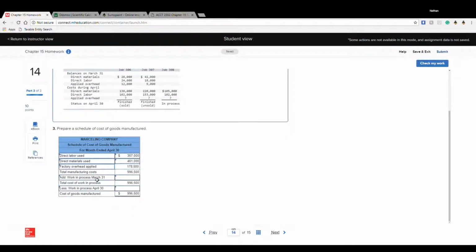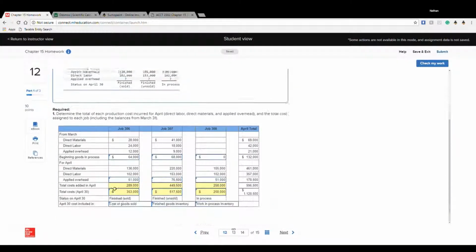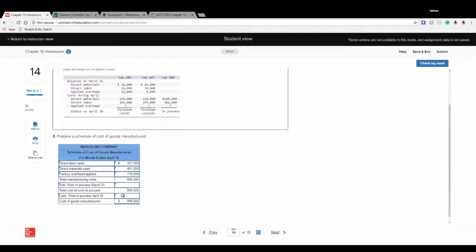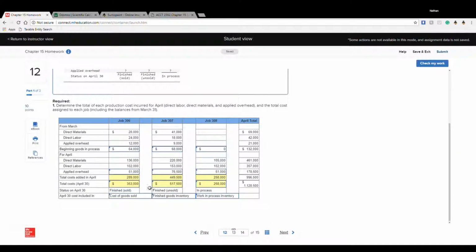Alright, so now we find our beginning work in process. So let's go back to 12. So beginning work in process was these two jobs were still in process. So it already totals it up for 132,000. Okay, now we subtract out the work in process. So right here, we're going to look at the ending. Notice that these two again, they're in finished goods. They're no longer in work in process. So my only ending balance should be the 258,000.